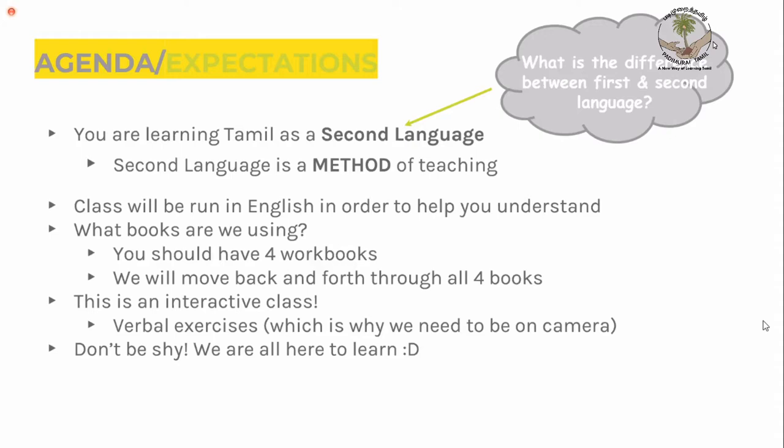So for each level, Sir designed particular books. In this method, there are 4 books, okay? So I have the books in front of me.